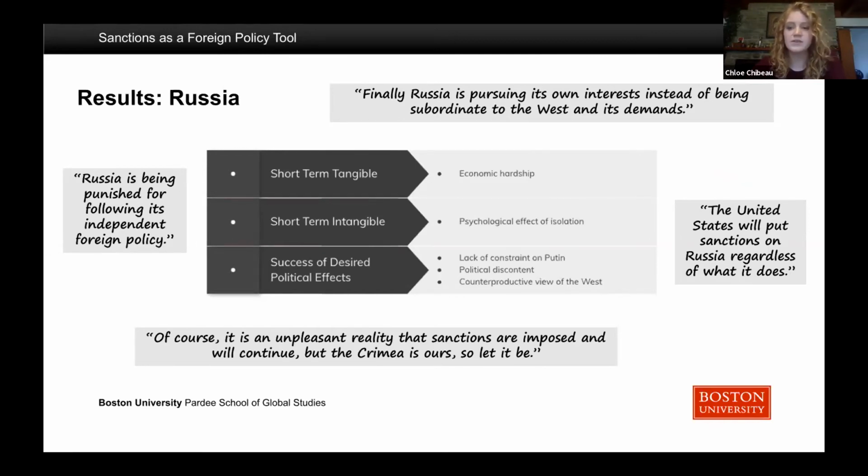You can see in the quote, "Of course, it is an unpleasant reality that sanctions are imposed and will continue, but the Crimea is ours, so let it be." The population is willing to bear the cost of sanctions in order for the country to be able to follow the foreign policy it believes is right.